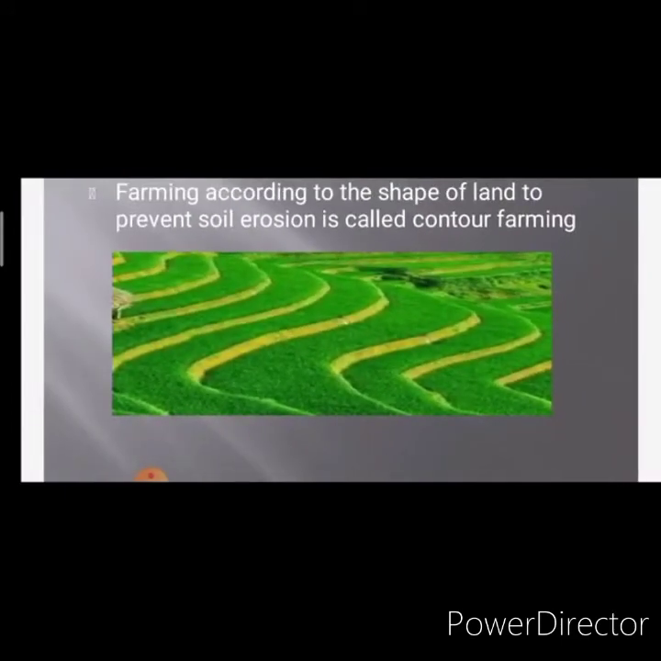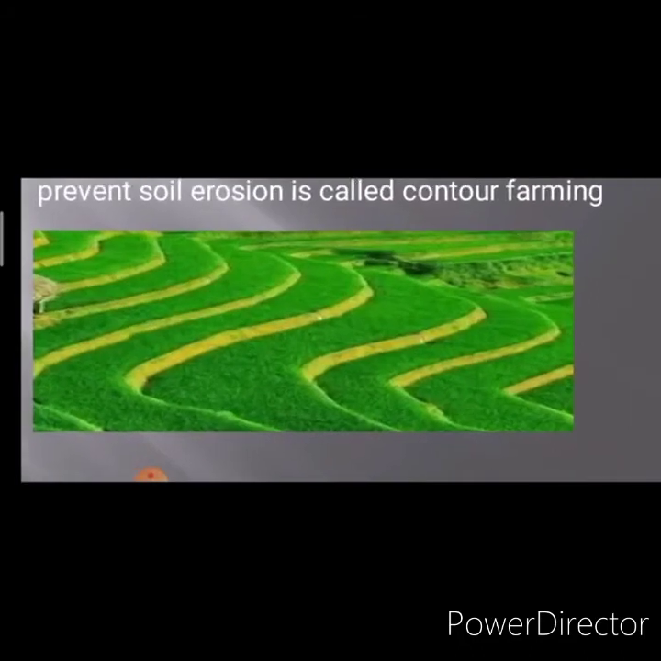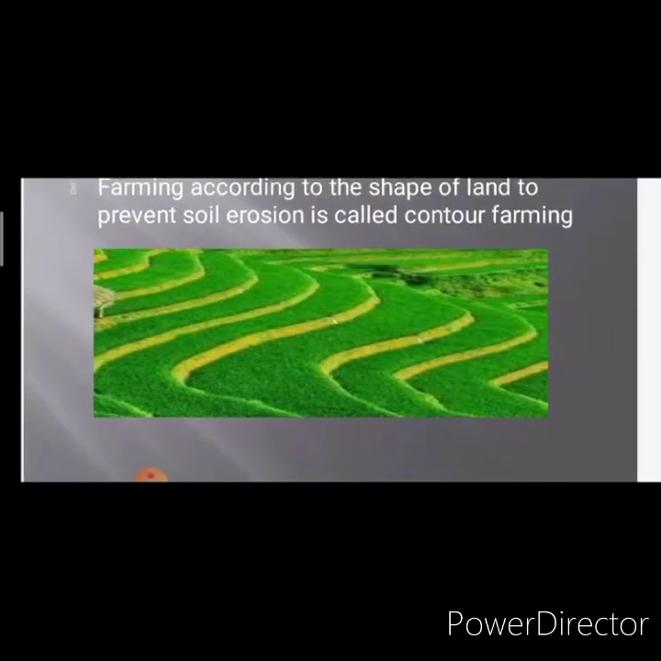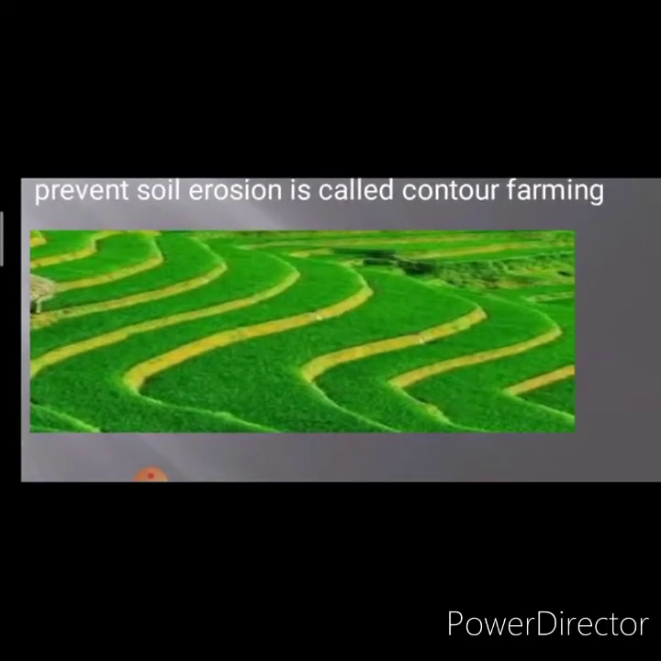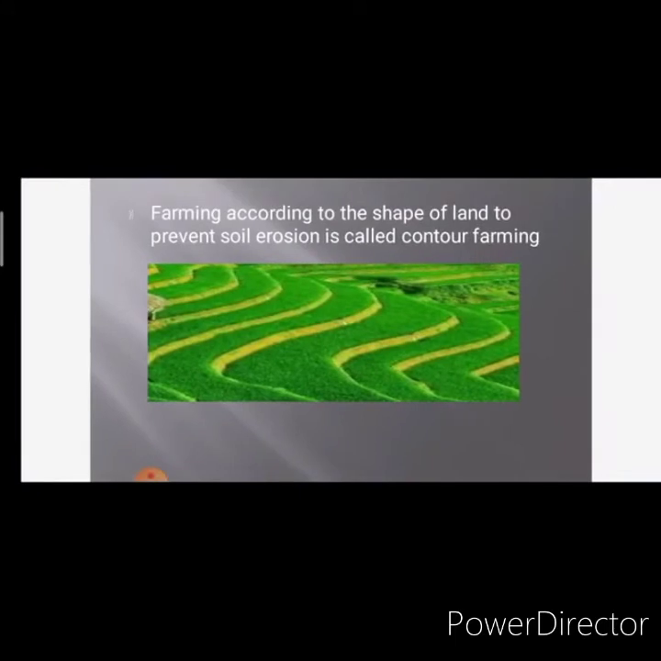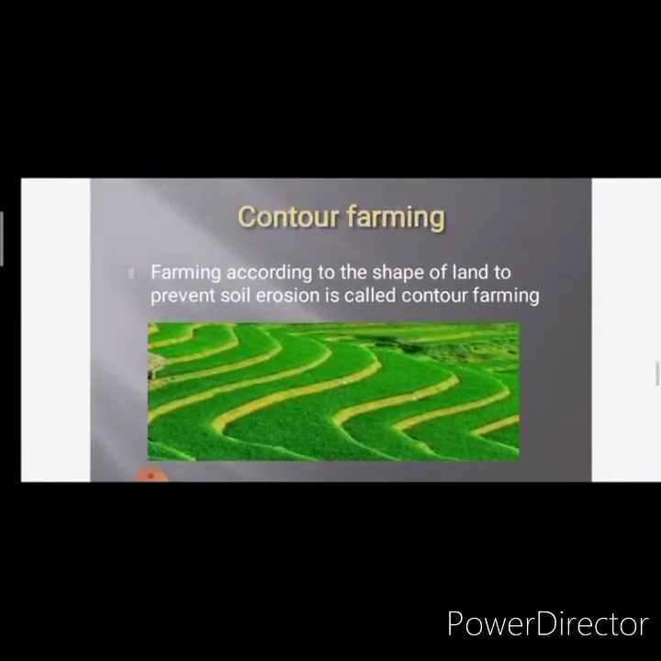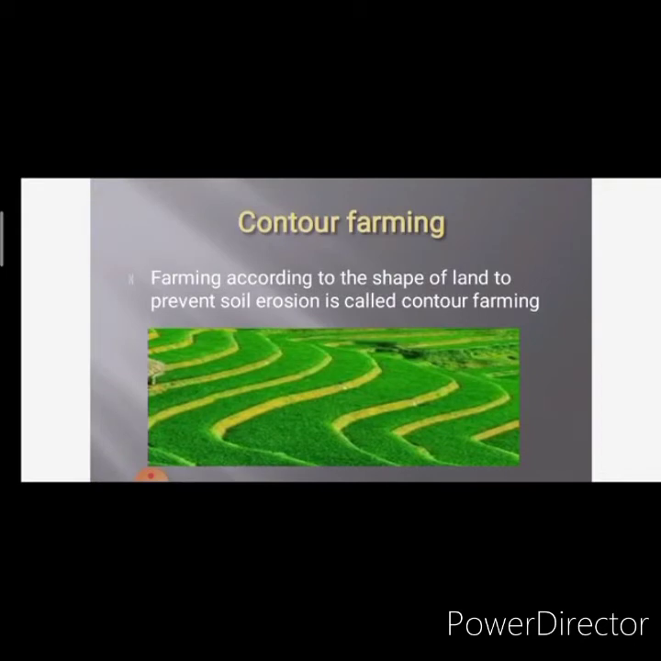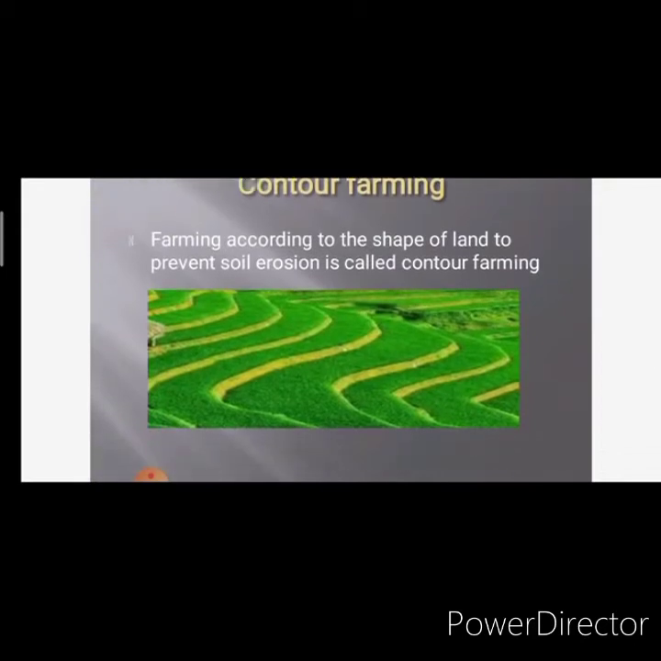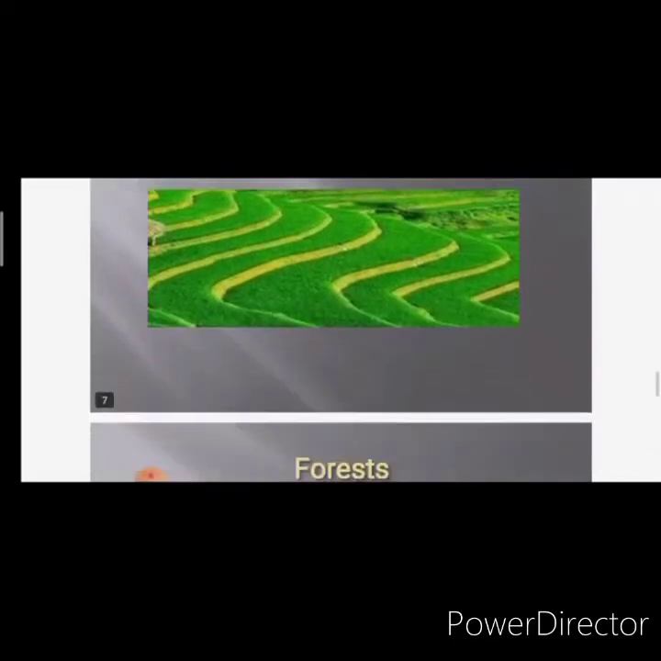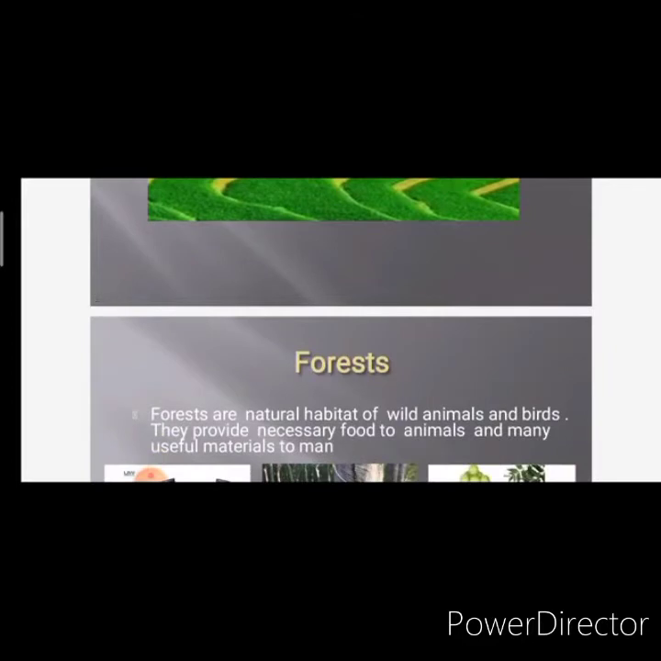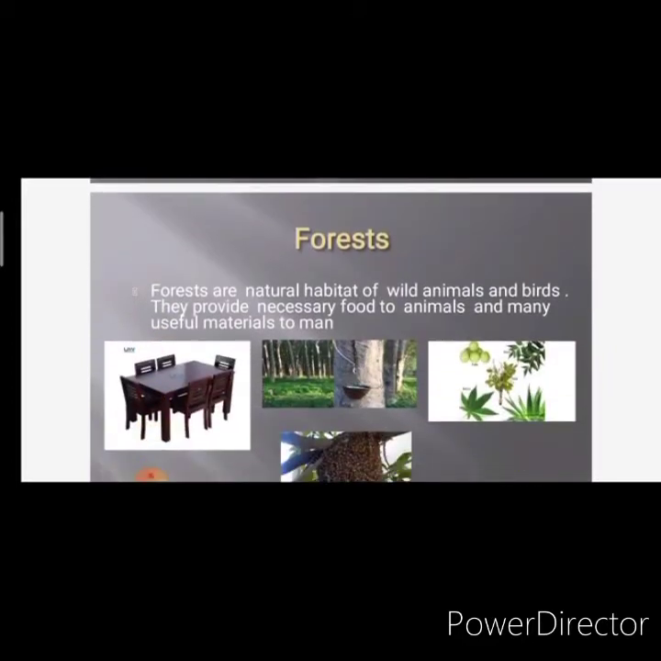Then another type of farming we can see is contour farming. Farming according to the shape of the land to prevent soil erosion is contour farming. You can see in the picture. In this, we do some farming where we put the green plants here, and we go according to the condition of the land. We start planting according to the condition of the land, and that helps in preventing soil erosion. If we want to keep the fertility of the soil intact, that helps.